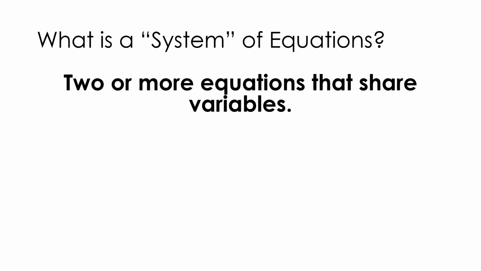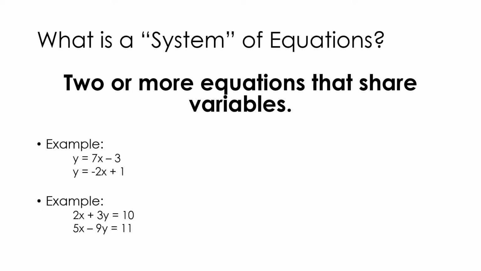A system of equations is two or more equations that share the same variables. So here are a couple of examples. The first one is just two linear equations, right? y equals 7x minus 3 and y equals negative 2x plus 1. Notice that those are both in slope-intercept form, right? They look like y equals mx plus b. And we're going to be focusing mostly on these types of equations today.